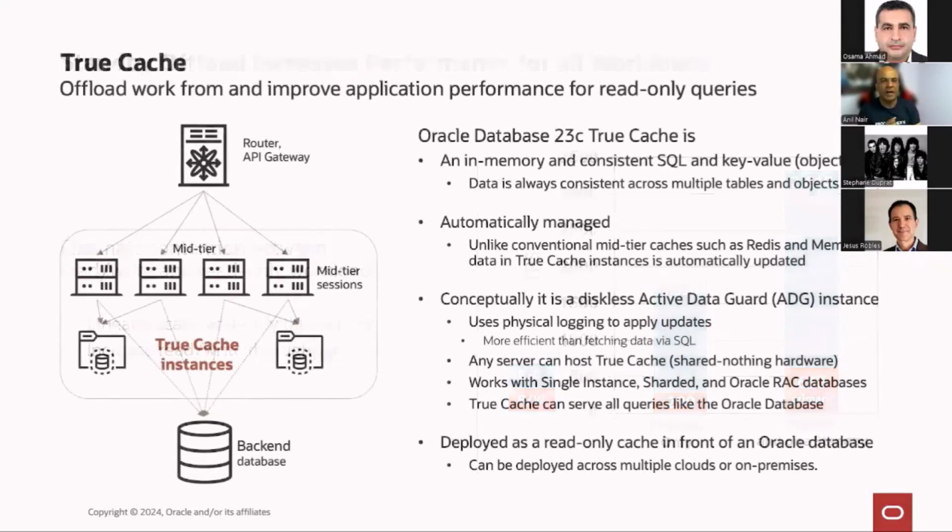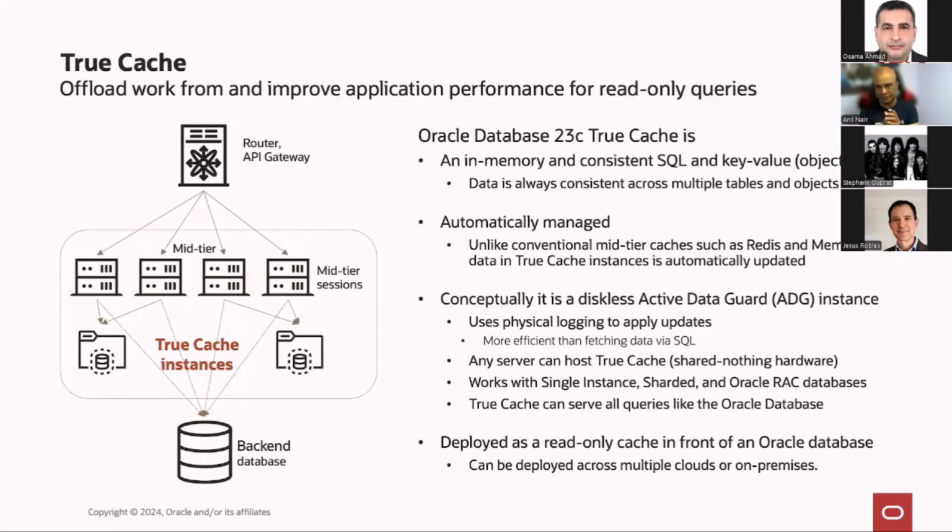Remember I talked about cache? Well, we have a new feature in 23c called True Cache. True Cache is essentially a caching layer which you can put right in front of the application. It's like you set it once and it will automatically take care of refreshing itself. So basically, it's automatically managed. Conceptually, if you want to think about True Cache, it's basically a diskless Active Data Guard.